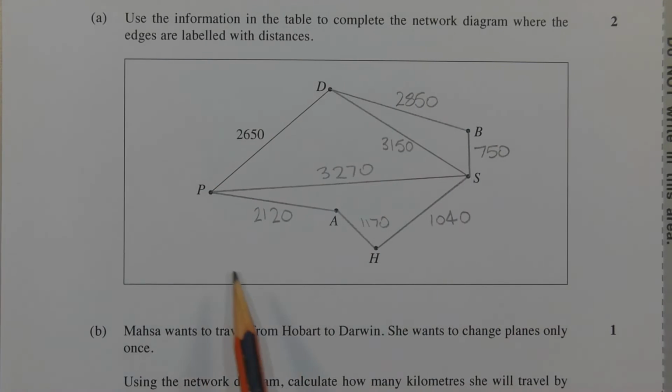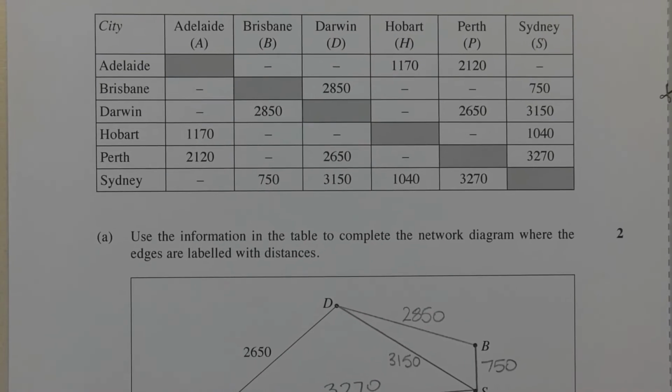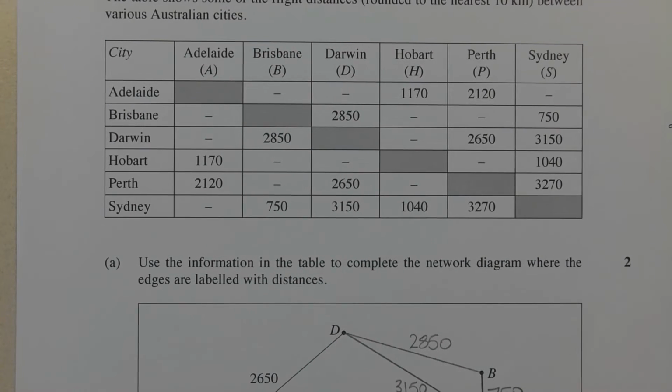The completed network diagram should look something like this. So we have the relevant edges connecting the relevant vertices with the relevant values on each of those edges. Just make sure though to check that the edges are correct by comparing your network diagram with the values in the table.